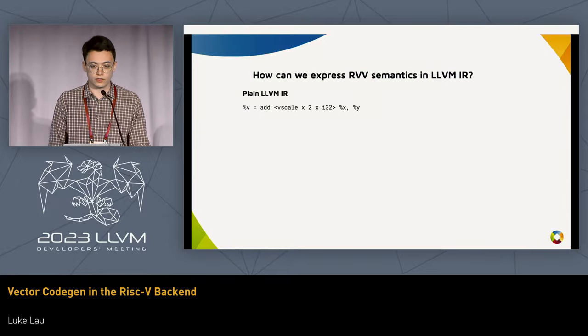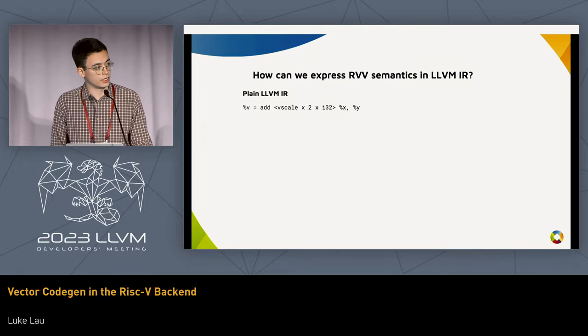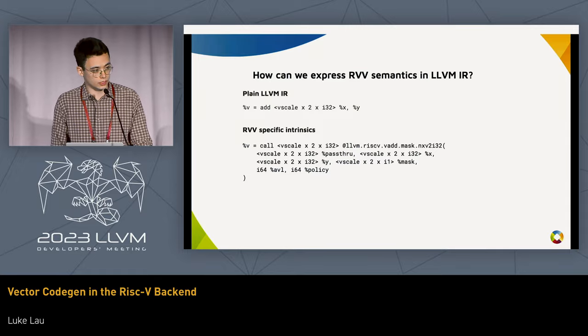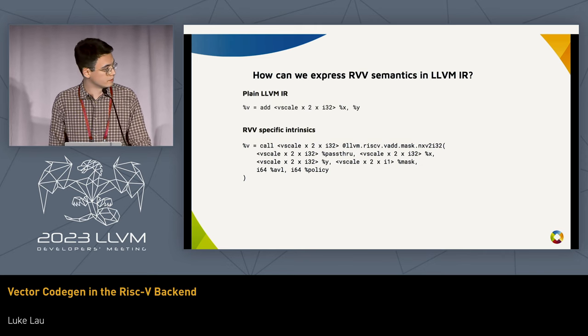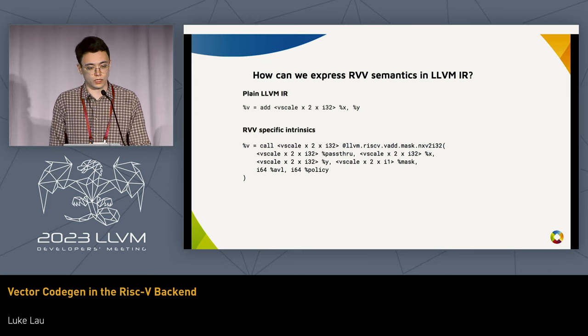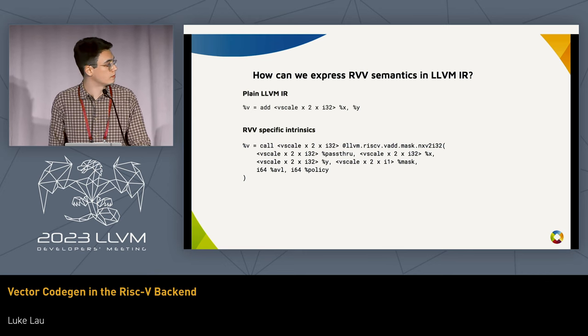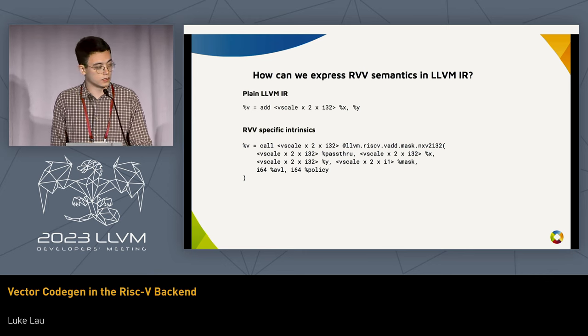If you want to control any of the fun stuff, what we have to do instead is use one of two types of intrinsics. We can either use the RVV intrinsics, which are more or less a one-to-one mapping of the underlying vector instructions in the RISC-V ISA. These contain operands for all the things that you'd want to toggle, like the mask, the vector length, and some other things as well, like policy bits.